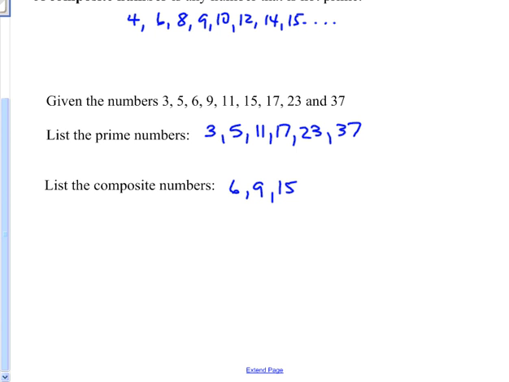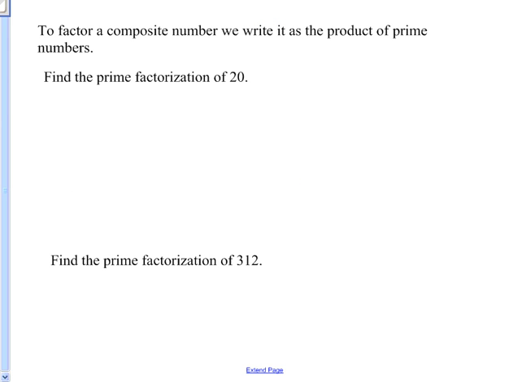Now, I want you to know the difference between prime and composite. I also want you to be able to factor some numbers then. So if I ask you to find the prime factorization of 20, often what we do is we do it in a couple different ways. We can do what we call the factor tree, or we can just start dividing. Since this one ends in 0, I would say, hey, 5 goes into that.